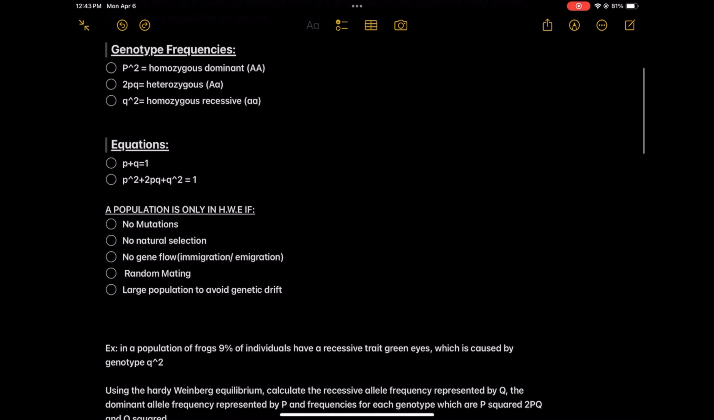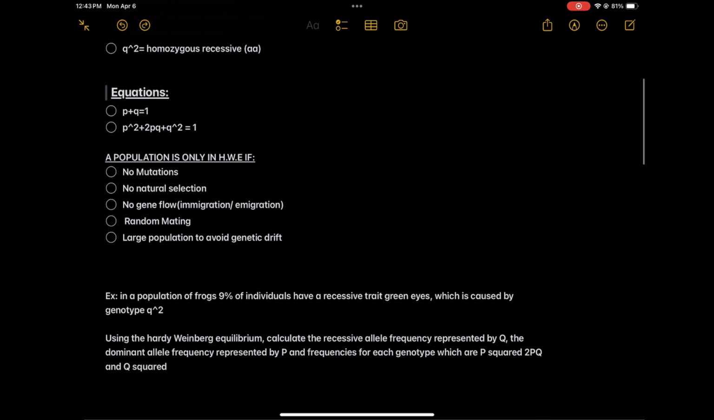There are three genotype frequencies. P squared represents homozygous dominant and can also be represented by two capital A's. The second one is 2pq, which represents heterozygous frequency and can also be represented by a capital A and a lowercase a. And the last one is q squared, which represents homozygous recessive and can also be represented by two lowercase a's.